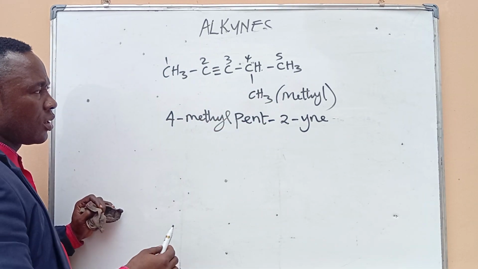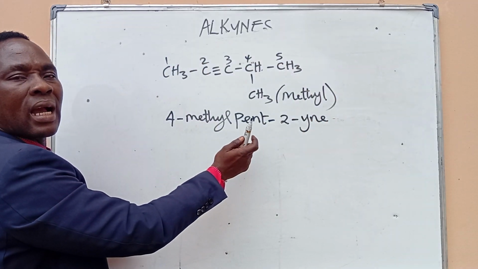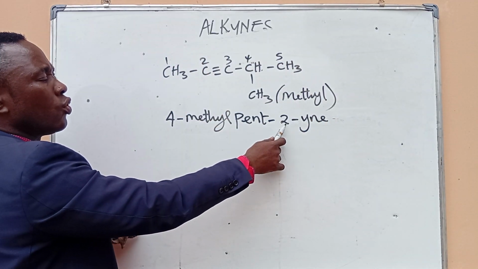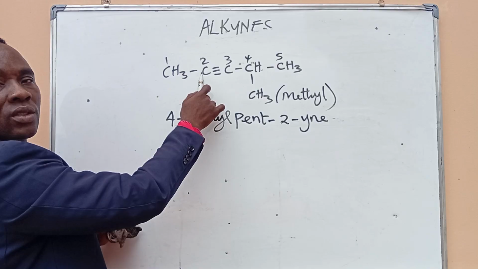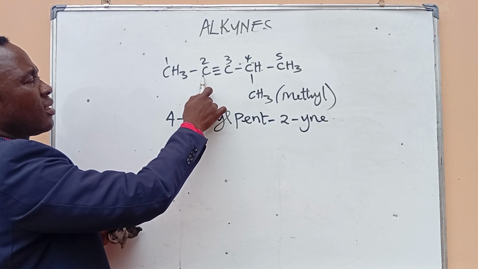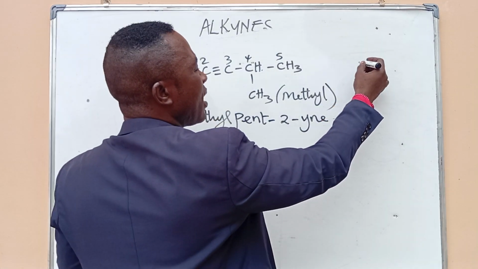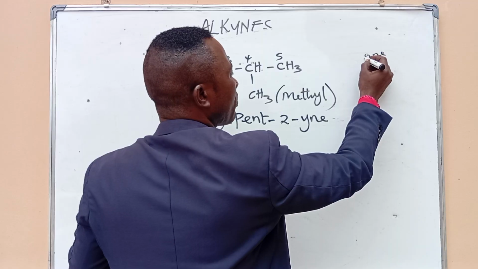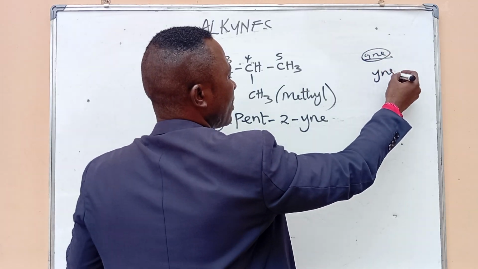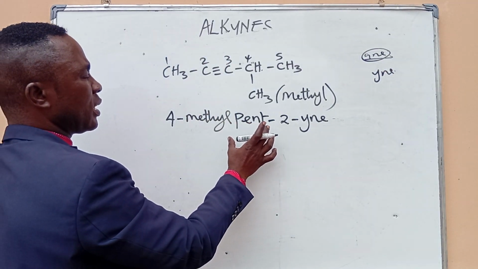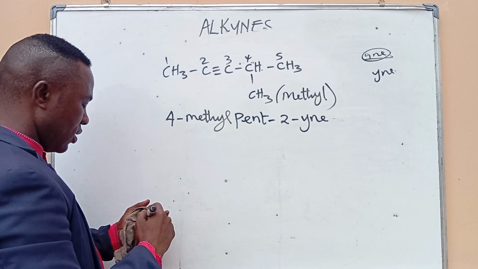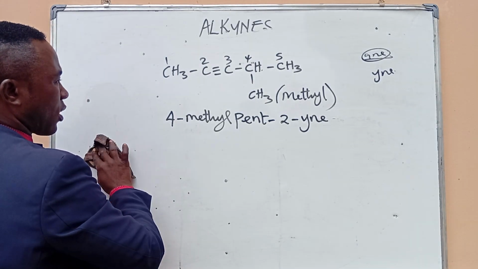So this is 4-methyl because of the position of the methyl group. Then pent because it's 5 carbon atoms. Then 2 is the indication of the triple bond. Then the name, instead of ending in "ane", we replace this "ane" with "ine". So it becomes 4-methylpent-2-ine. So that is the name of that compound.